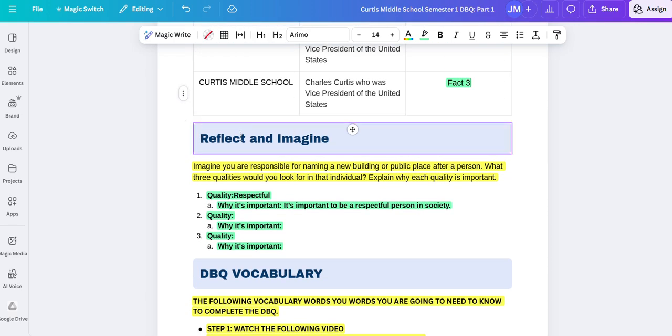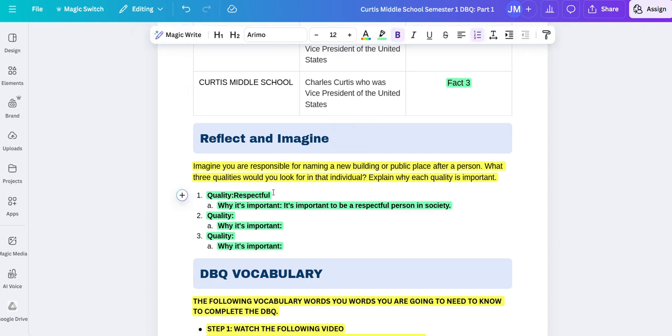It says reflect and imagine. Imagine you are responsible for naming a new building or public place after a person. What 3 qualities would you look for in that individual? Explain why each quality is important. So this is very similar to the question I asked you guys before of what you are looking for in a relationship. So some of you guys said respectful, some of you guys said loyalty, responsible. So those are some of the qualities.